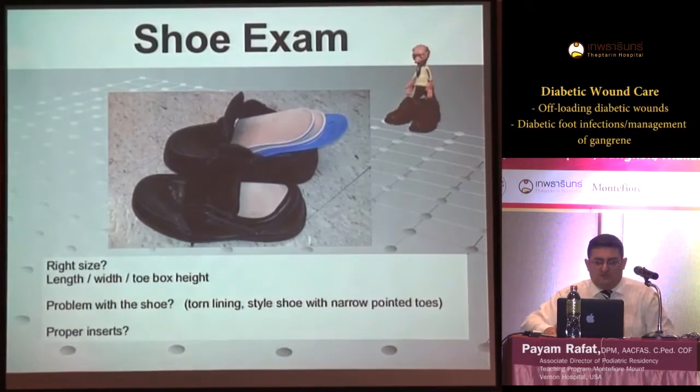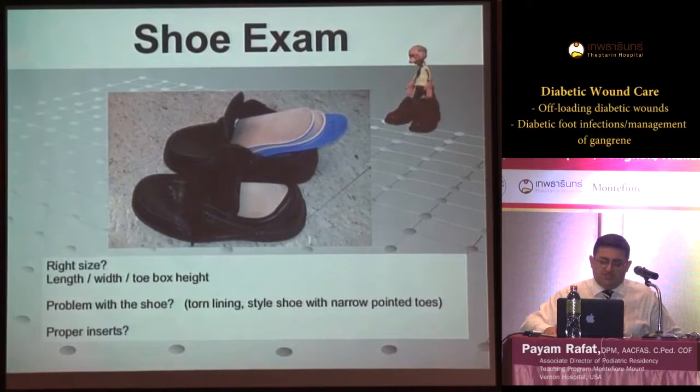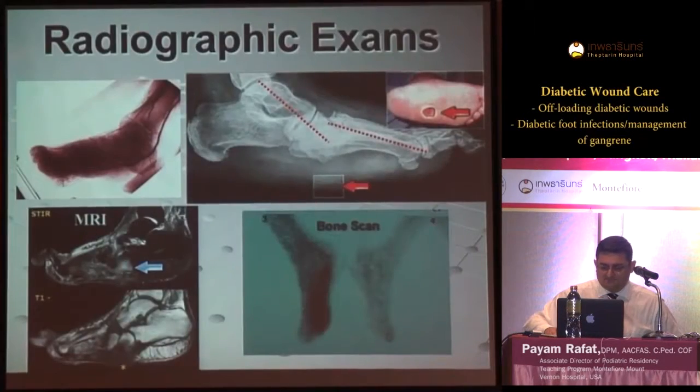It's very important to assess their shoes, to make sure they're the correct size, check the inside of the shoes, make sure they have the correct inserts in there. This particular patient had come in and they were wearing 2 inserts in each of their shoes and wondering why are they getting too much pressure on the top of their toes. It's very important to assess not only the inside of the shoe, but the outside of the shoe, the length, width, and the toe box.